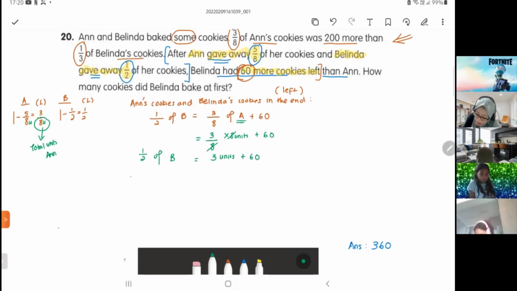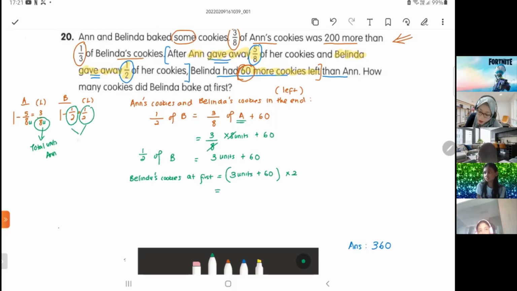So which means Belinda's cookies at first will be 3 units plus 60 times 2. Why is that so? Remember, she actually gave away half and then she has half left. Total will be, you add together, so it's times 2, right? So it will be 6 units plus 120. This is what I want to find for Belinda, right? This is what I want to find. So we know that I need to find this thing, 6 units plus 120. How do I go about finding that thing then?